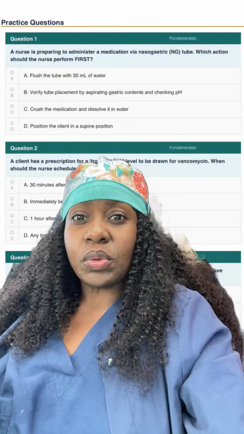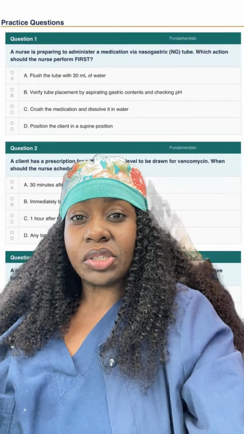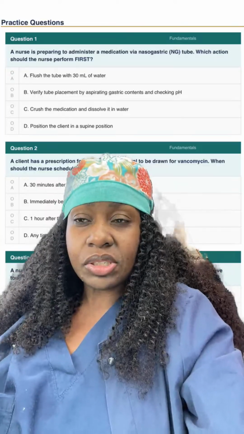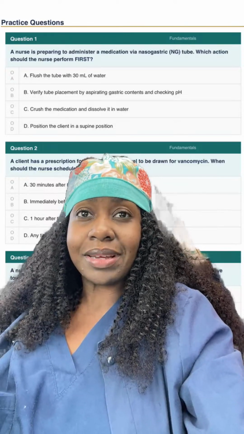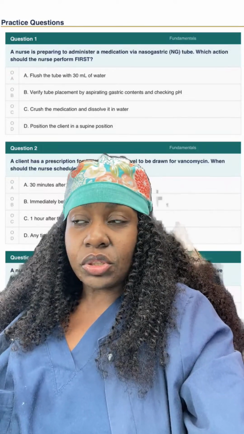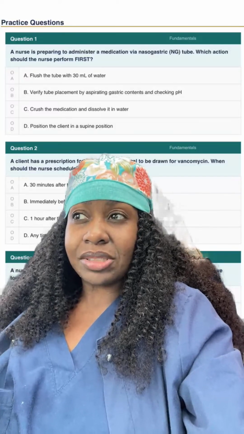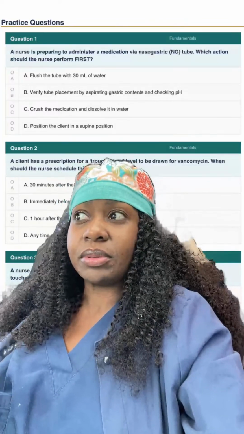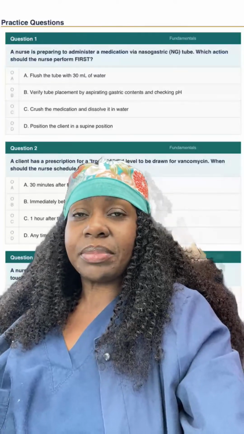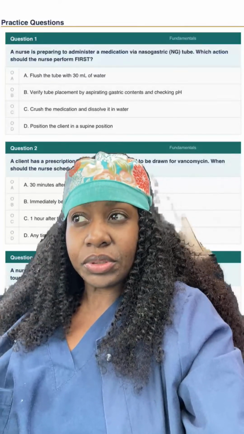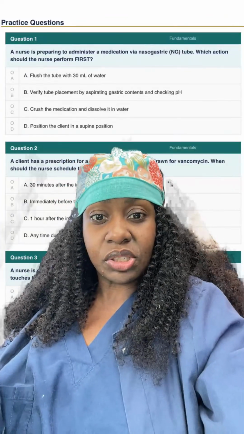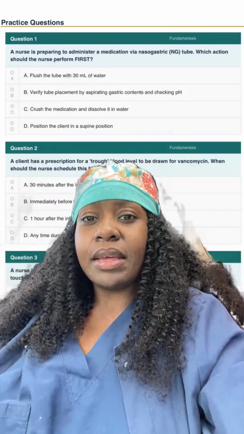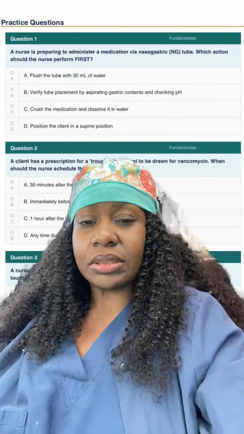The question says you're going to administer medication via the NG tube. If you're coming on shift, the patient already has an NG tube, and it was already verified with an X-ray that it was in place. You're not going to start your shift, crush medication, dissolve it in water, and put it in the tube, because you don't know. Yes, the X-ray says it, but did you do your initial assessment as a nurse to make sure the NG tube is in place? So you wouldn't do C, of course, and then position the patient in a supine position.